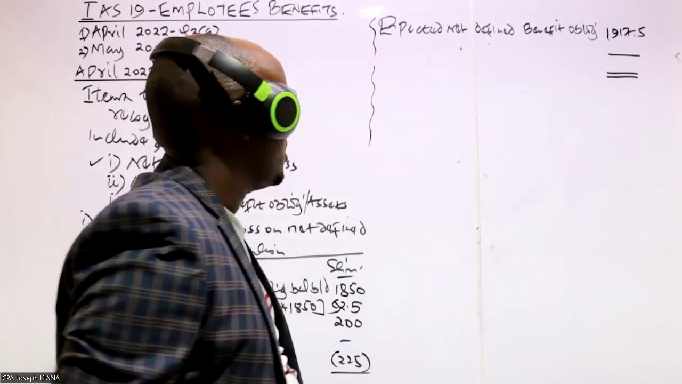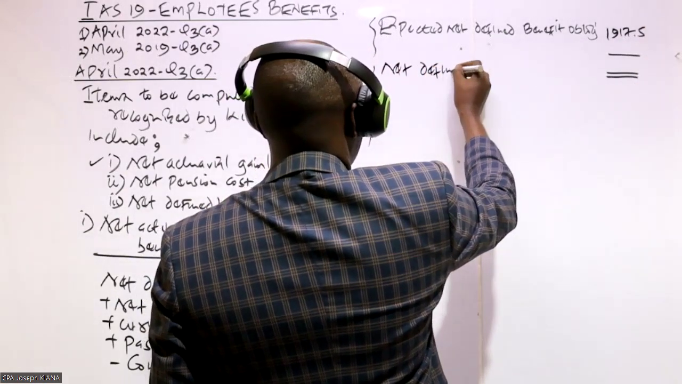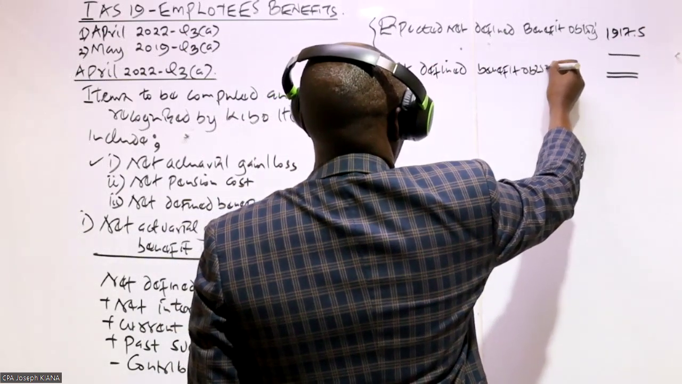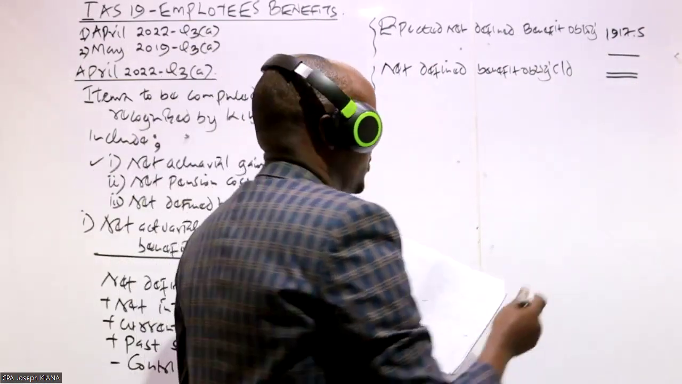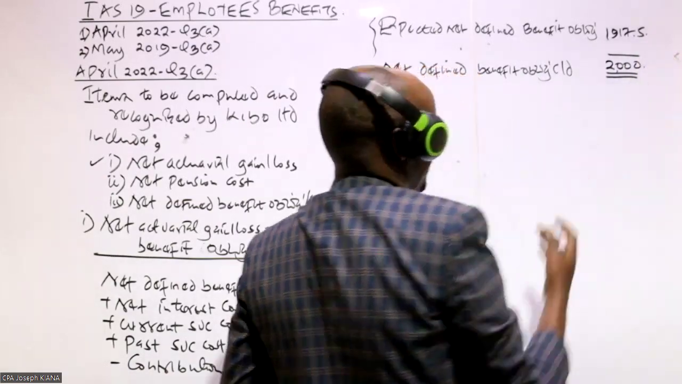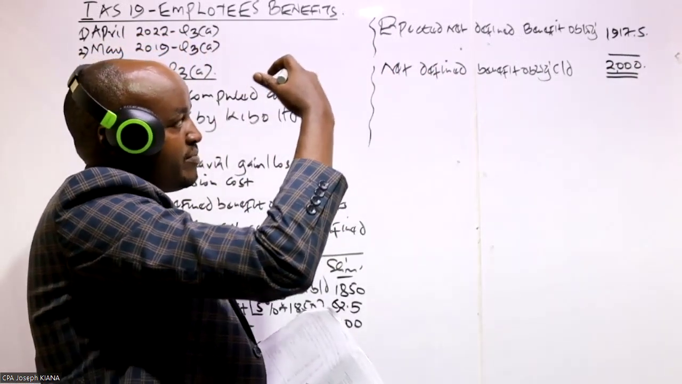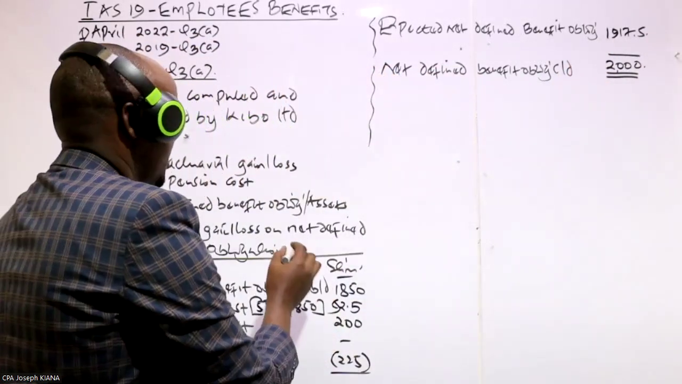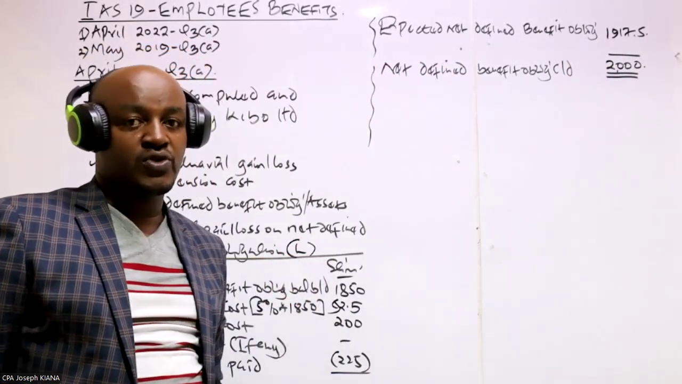So what we need to do is to compare this with the net defined benefit obligation at the end of the year. And this figure is given in our question as 2000. So basically what we do, we compare this with this. And if we have an increase from what we expected to this one, because we said an obligation is a liability, that should automatically be a loss.